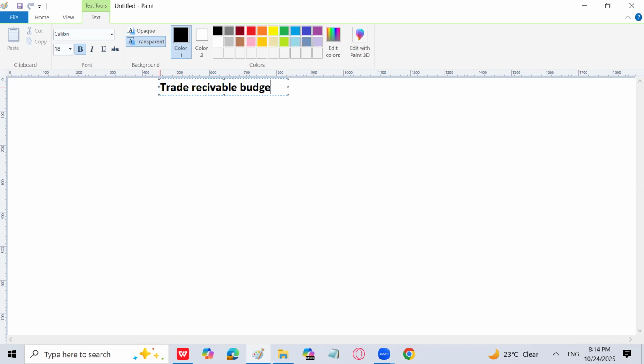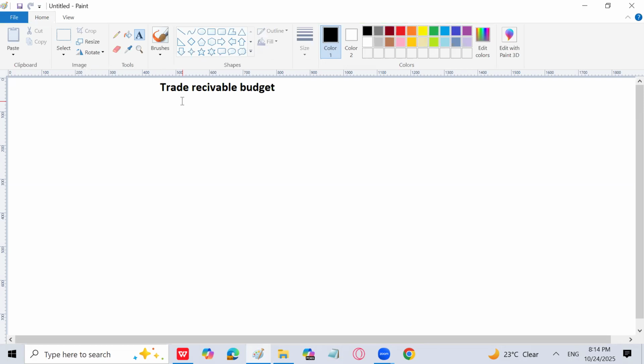Trade receivable budget, right? Spelling is just wrong, no problem. So trade receivable budget is basically just like a sale ledger control account. So you know that on the debit side, in a total trade receivable account, in a sale ledger control account, we used to write the balance brought down of trade receivable, which might be said as trade receivable at the start. You can write balance brought down even, doesn't matter.